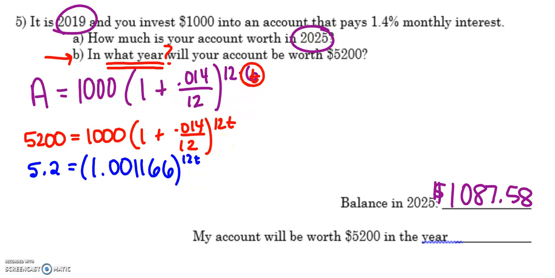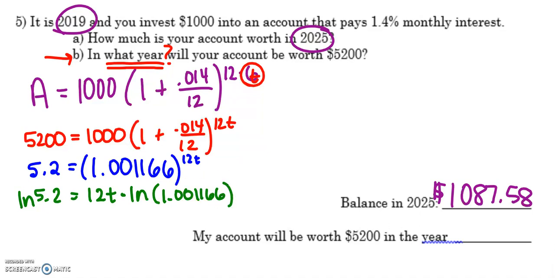So now again, my variable is up in the exponent. To get something down, I'm going to take a logarithm. You could do a log with this decimal base. I'm just going to choose natural log because I know my calculator has that button. That will allow me to swing this 12t down in front.